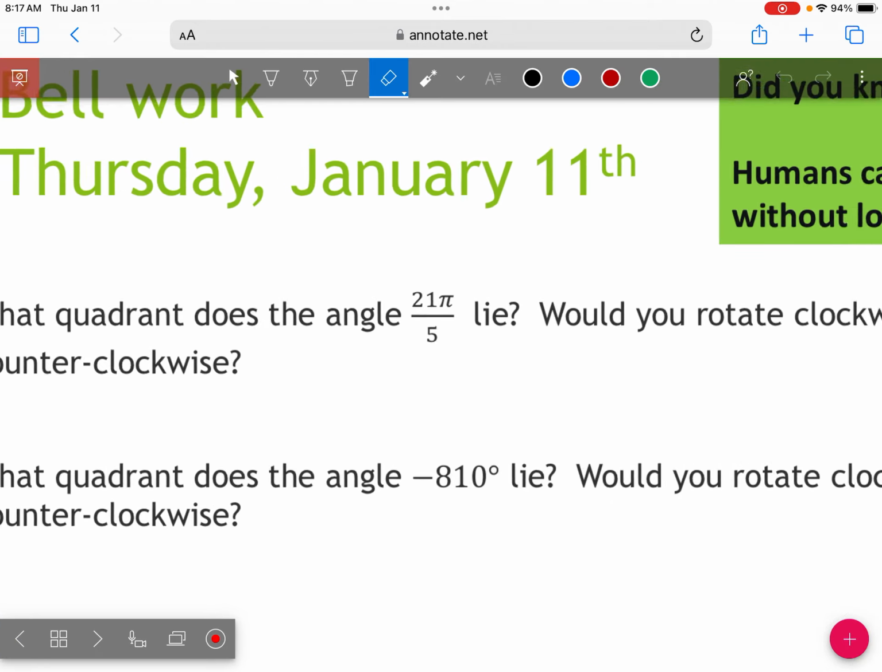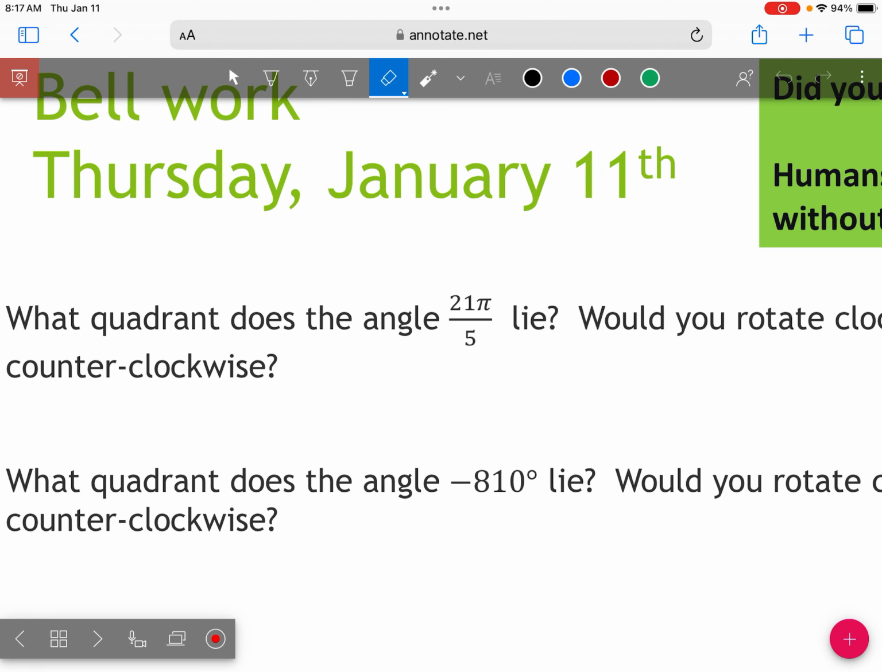So 21 pi over 5 is a pretty big angle, okay? So what we want to do is get that angle down between 0 and 2 pi. So what we're doing is subtracting 2 pi until we get an angle between 0 and 2 pi.